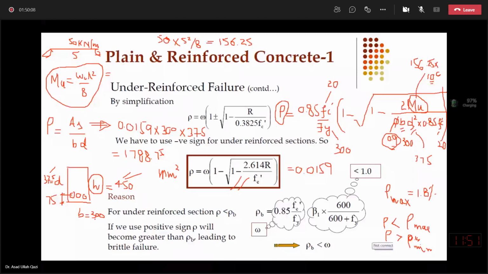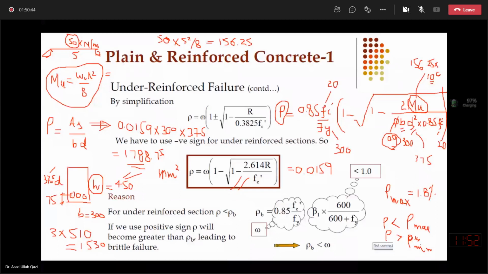Now if I select 3 number 25 bars, 3 into the 25 bar nominal area of 510 gives 1530, which is less than the demand. The reason is that in our example problem the load was less than 50, and now I have increased the load.